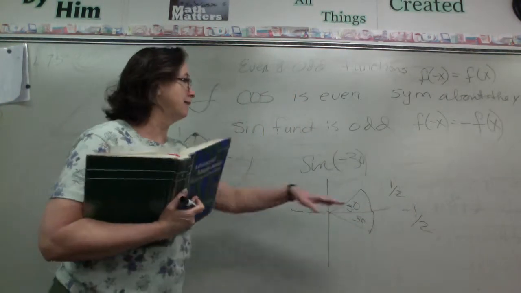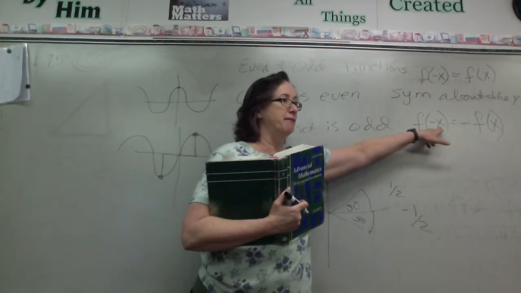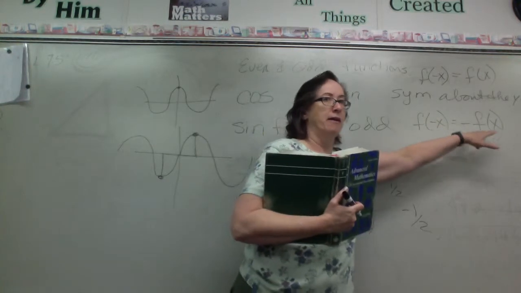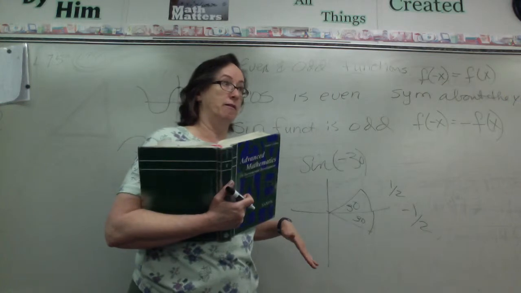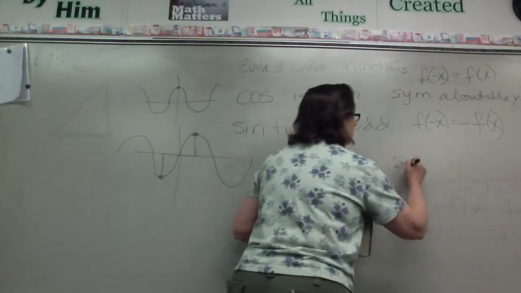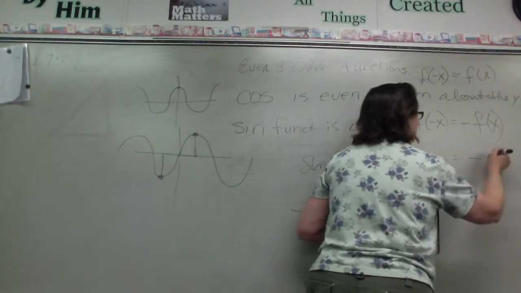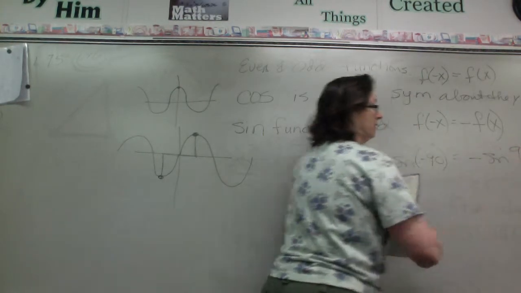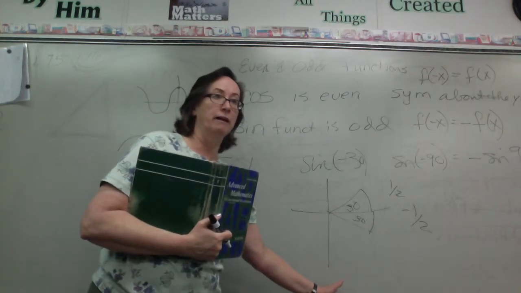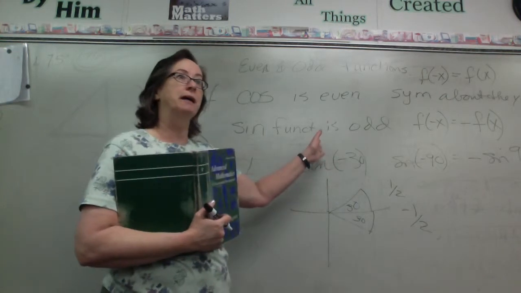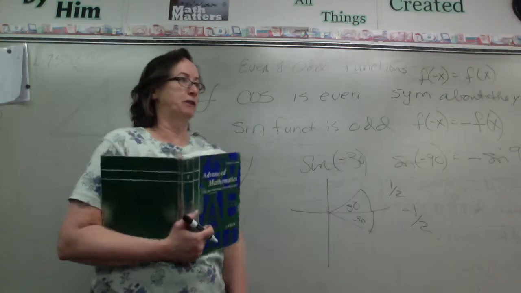So when you look at the sine, does it follow this rule? The sine of negative 30 is opposite the sine of positive 30. And it works all the way around the sine. If I take the sine of negative 90, it should be equal to negative the sine of 90. We see sine of negative 90 is down here, it's a negative 1. The sine of positive 90 is up here, it's positive 1. And they're opposites of each other. And that's what an odd function does.